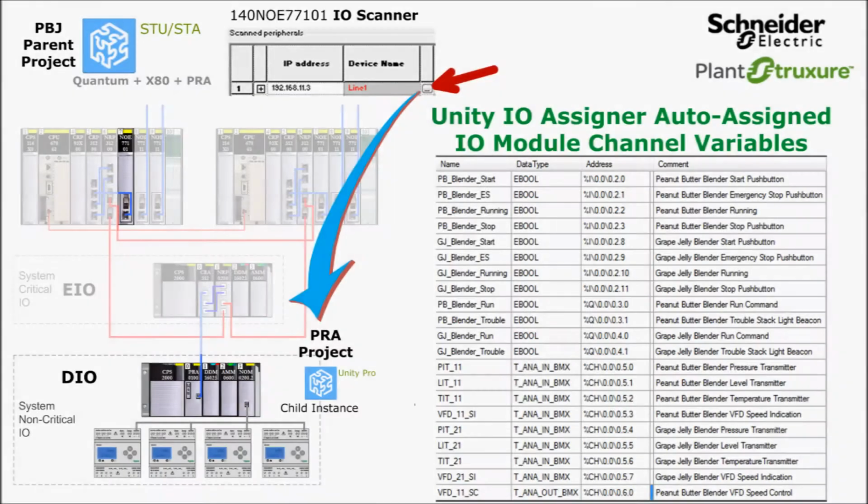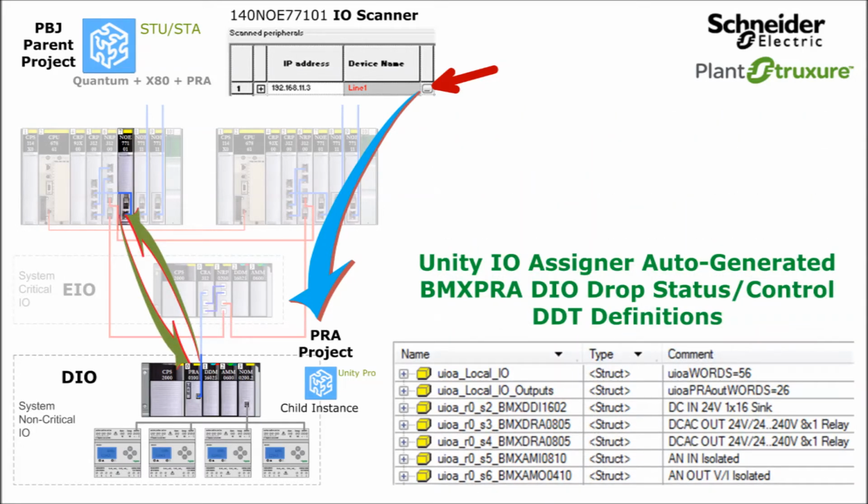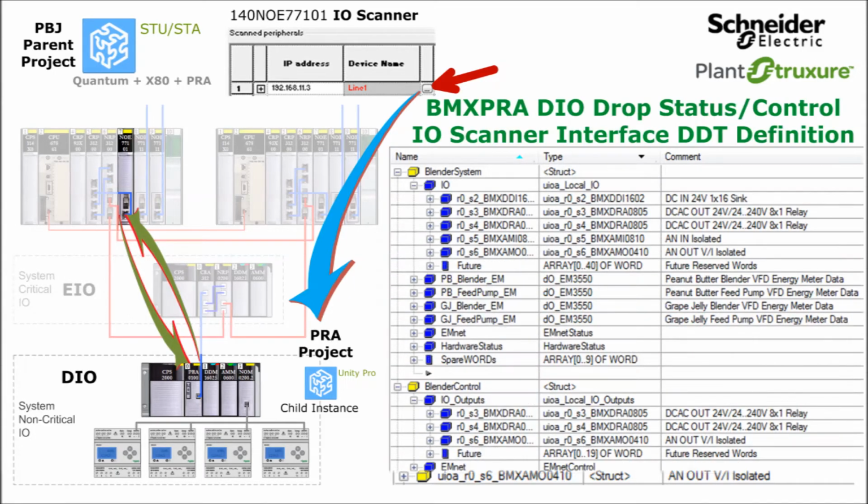These auto-assigned IO module channel variables were added to the project by the use of the Unity IO assigner. And these DDT definitions. So I now have all of the DDTs defined that are required to build a single DDT that will be used by the IO scanner data exchange. And I put these together into a Blender system DDT and a Blender control DDT.